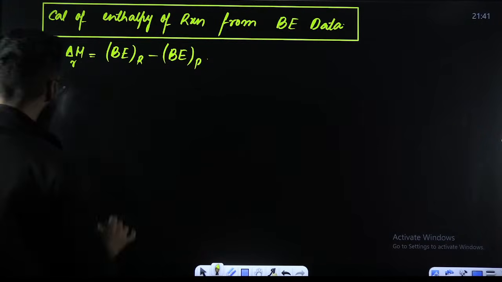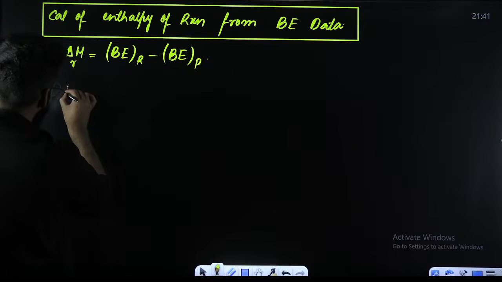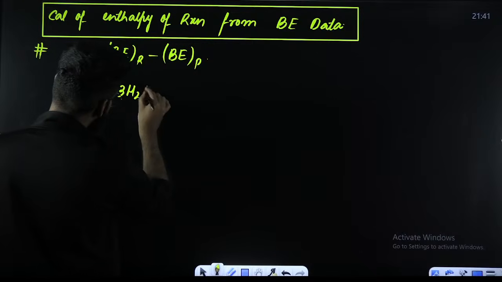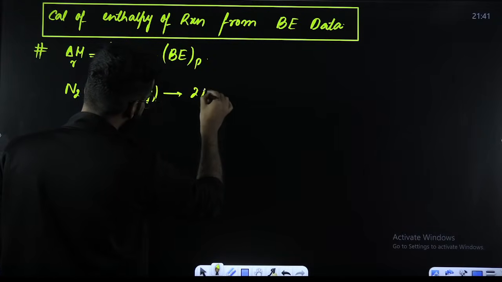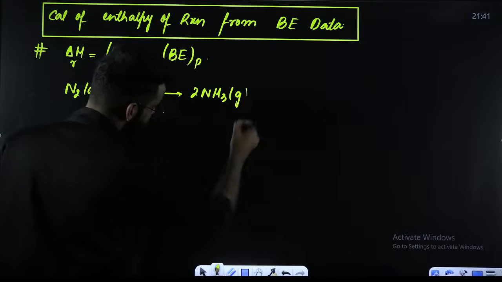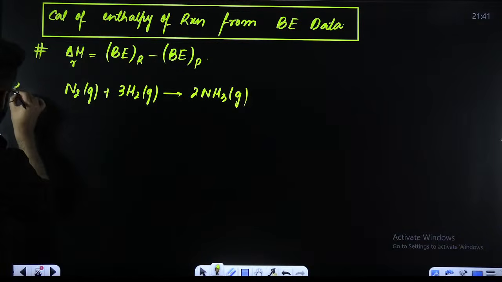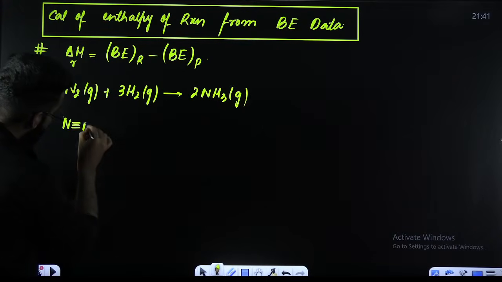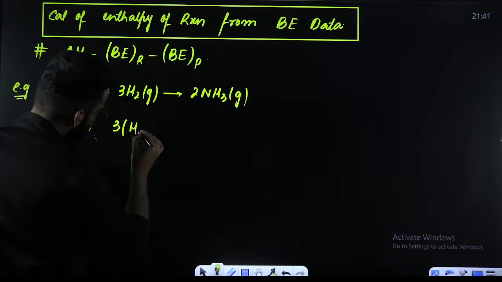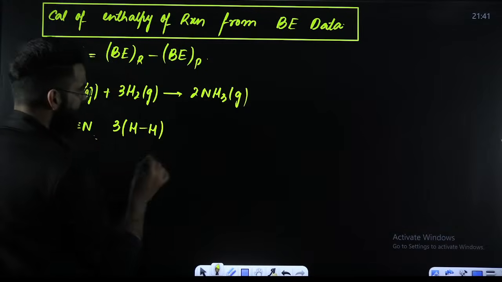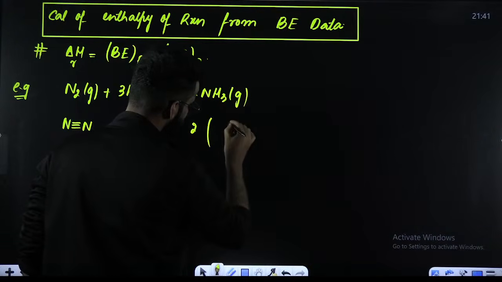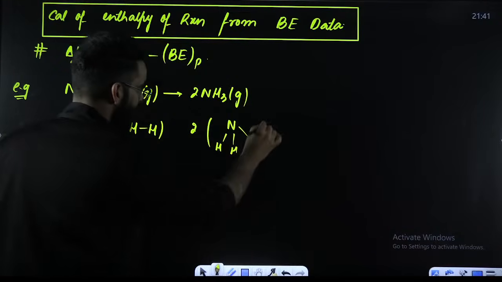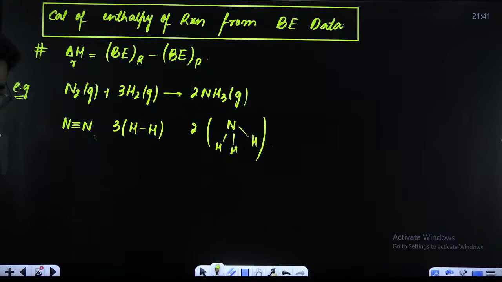My dear students, for example, I'm writing the reaction. The reaction is like this: N2 gas plus 3 times H2 gas gives 2 times NH3 gas. Look at it very carefully. N2, the structure is like this: N triple bond N. 3 times H2, the structure is like this: H-H. NH3, this is N, H, H, and H.